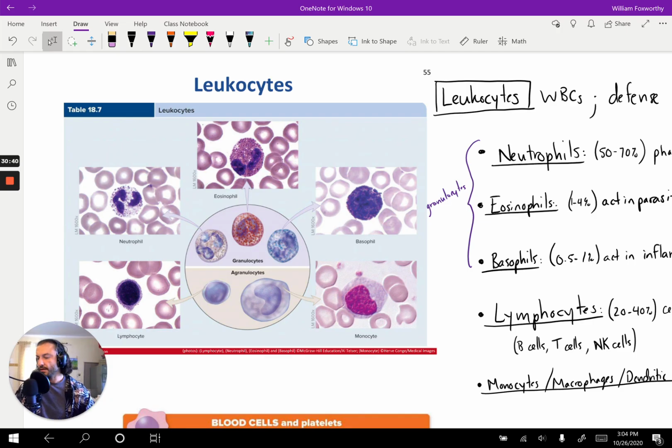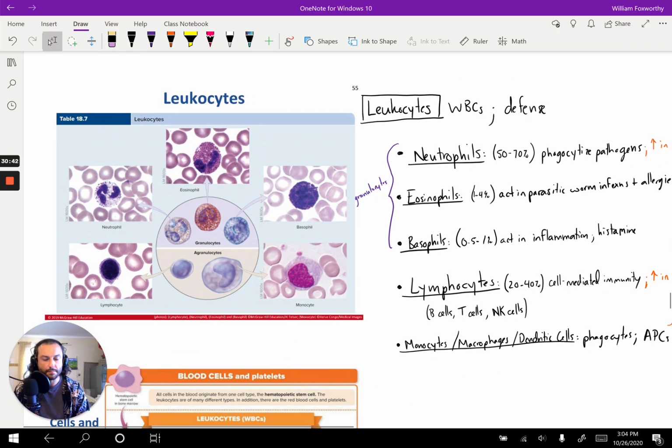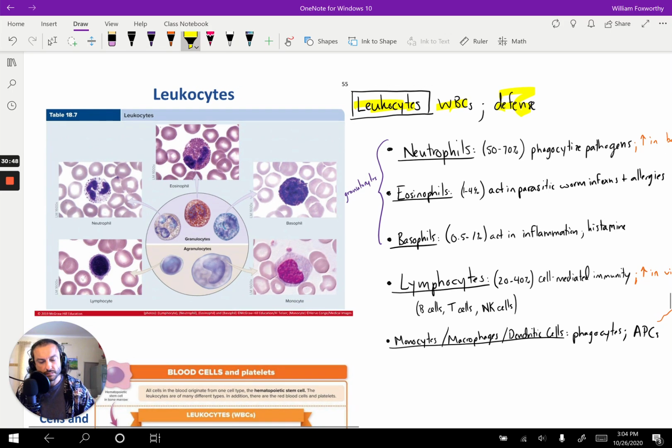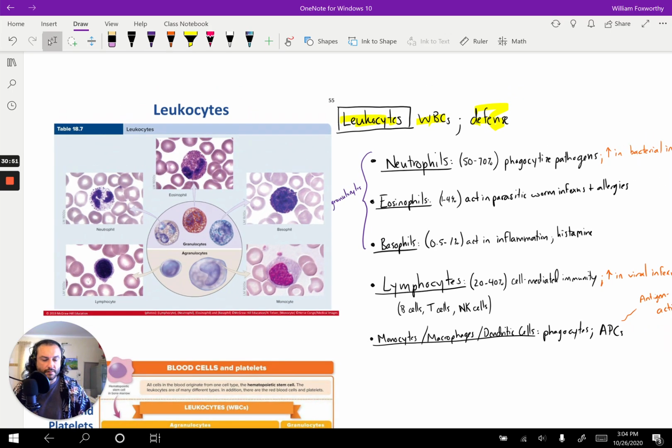Okay, moving on to leukocytes, or white blood cells. Your white blood cells function in immune defense. There's a couple of different ways to look at these, and I'll try to do a few. You can divide them into granulocytes and agranulocytes.